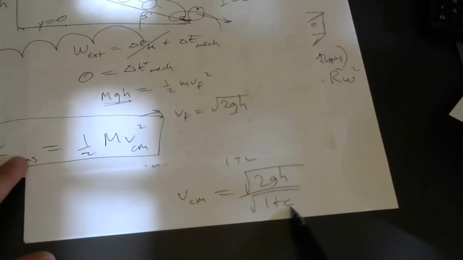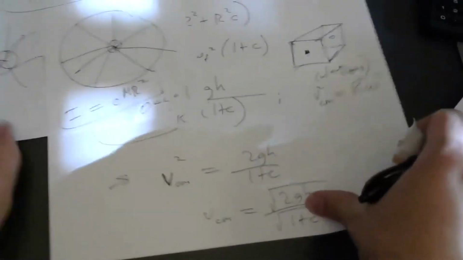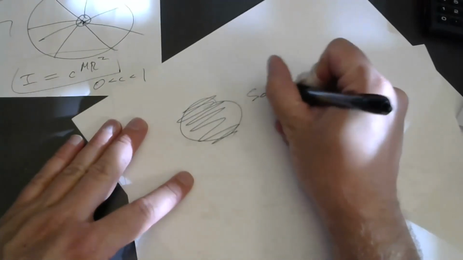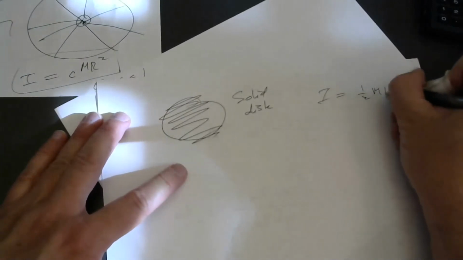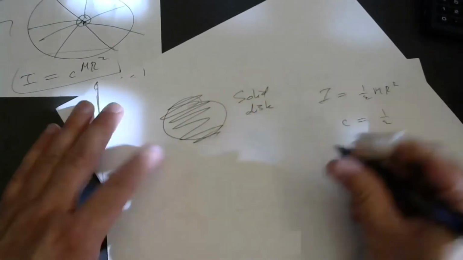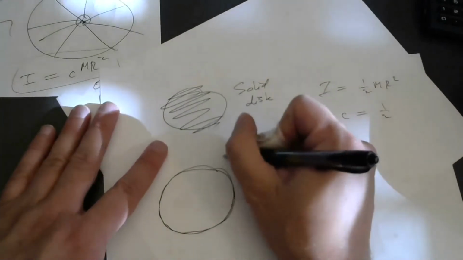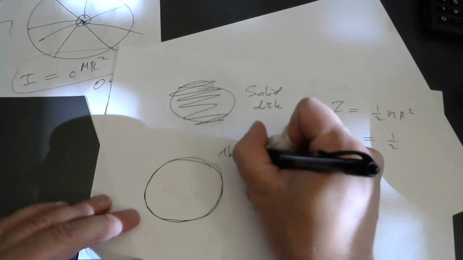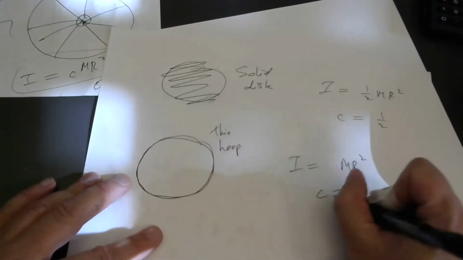What's all that about? Well, remember C, this coefficient tells us how the mass is distributed. And just to remind you, for a solid disk, the moment of inertia was 1/2 mr squared. In other words, the coefficient C out front was 1/2. And for a hoop, worst drawer ever, only because I'm not trying. My focus is elsewhere, right? Thin hoop, the moment of inertia is the full mr squared. That means the coefficient C is 1.